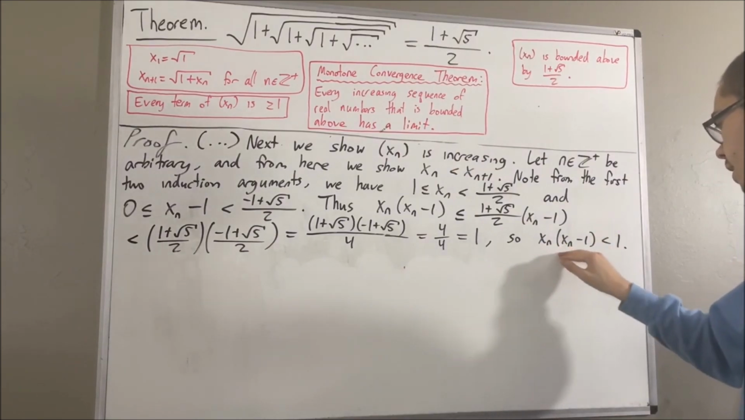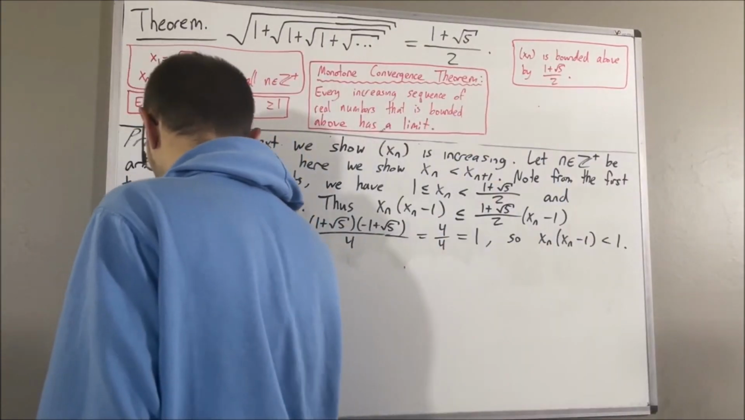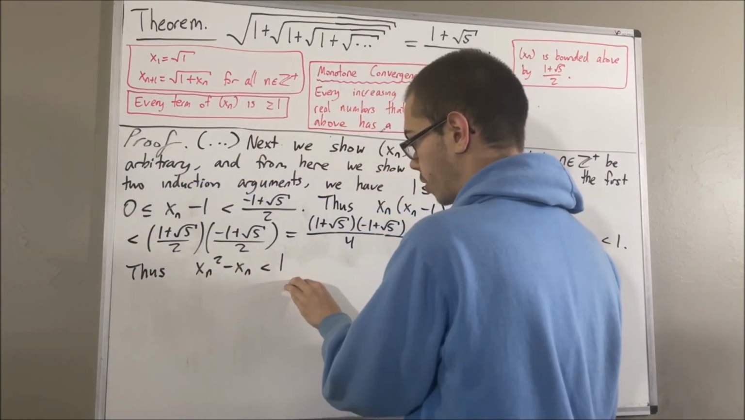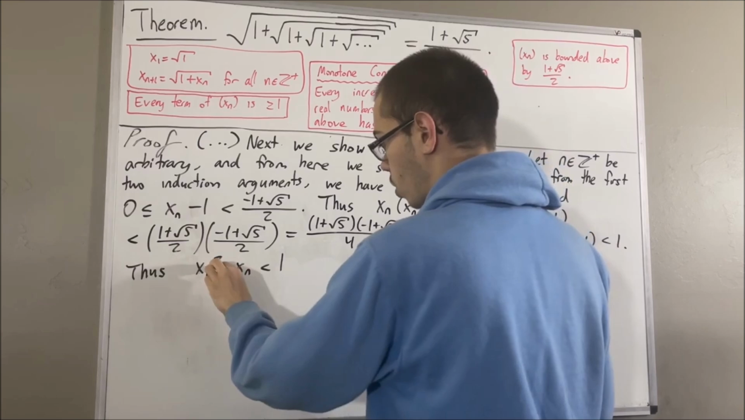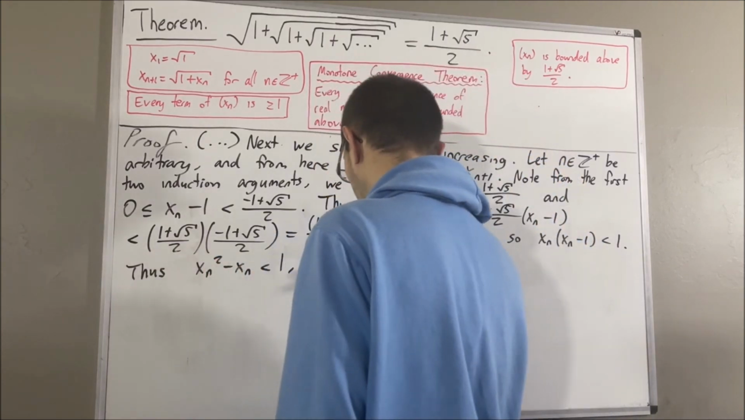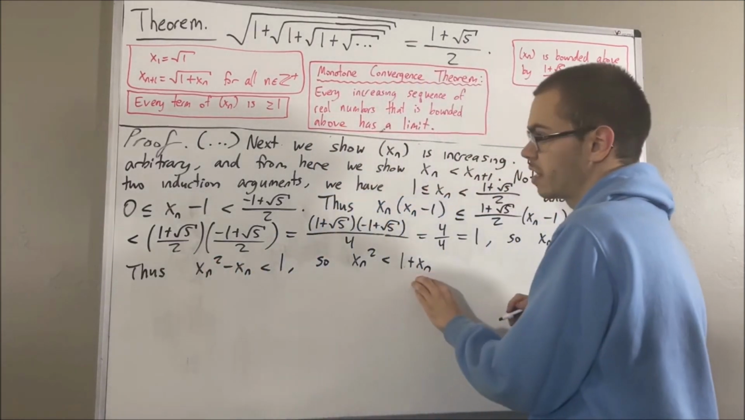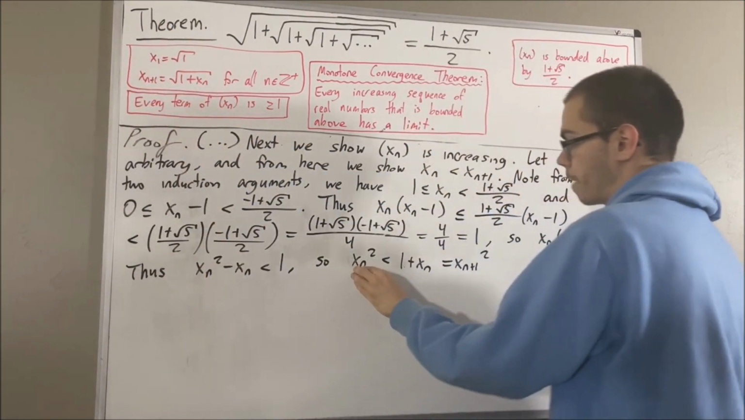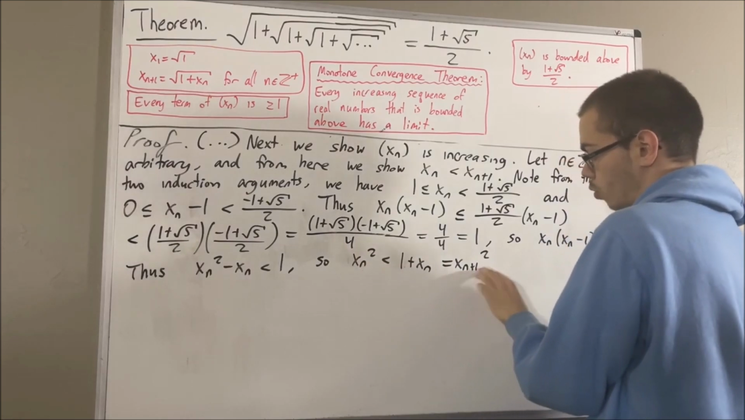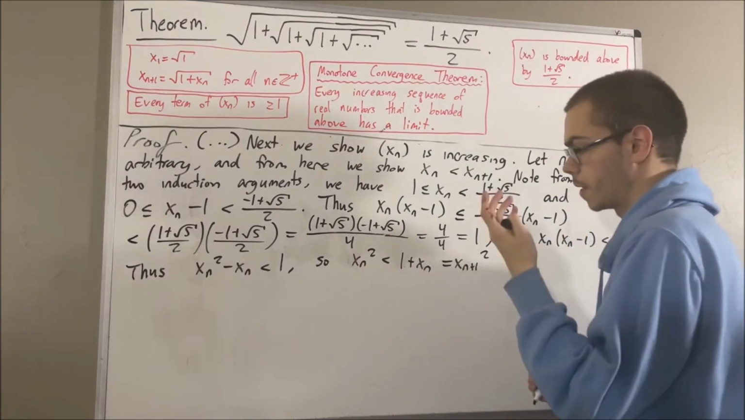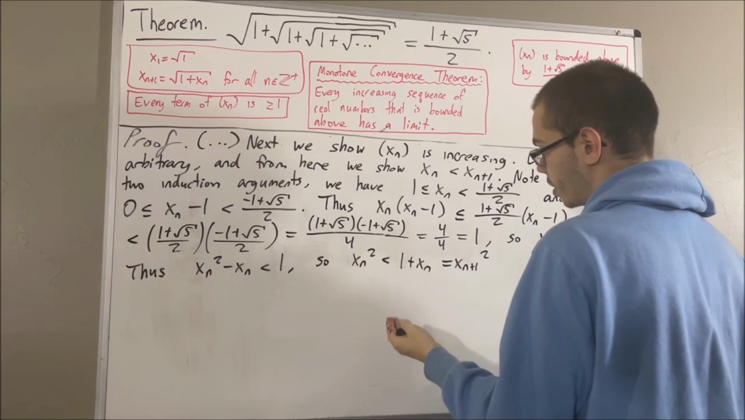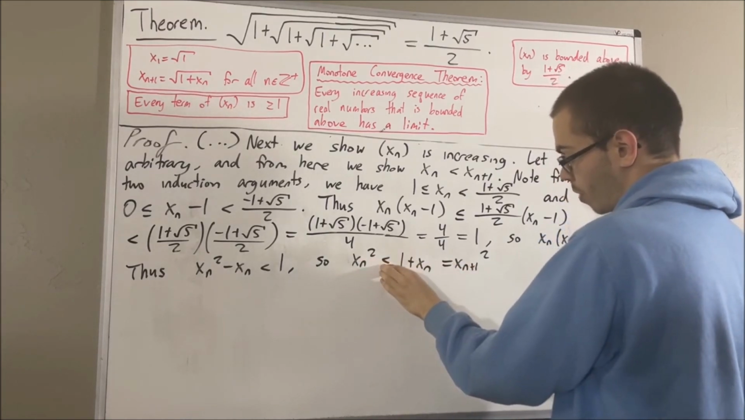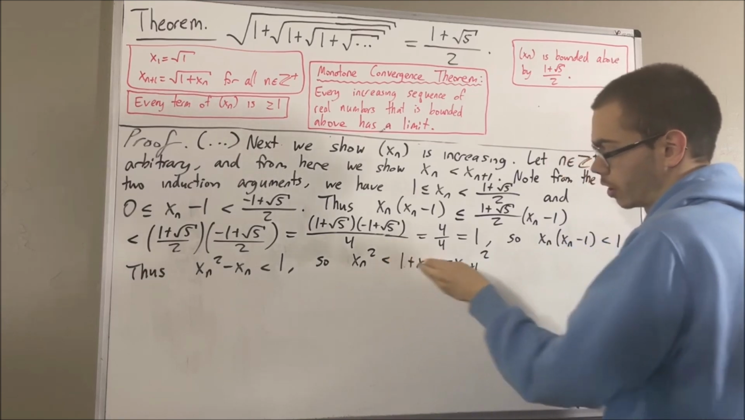So if we distribute xn across, we get this, and then if we add xn to the other side, we get xn squared is less than 1 plus xn, and 1 plus xn is equal to xn plus 1 squared. So we have xn squared is less than xn plus 1 squared. But then, using the property of square roots we've been using, we take the square root of both sides of the inequality, the sign of the inequality remains the same. We get xn is strictly less than xn plus 1.